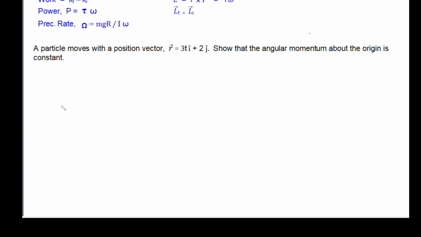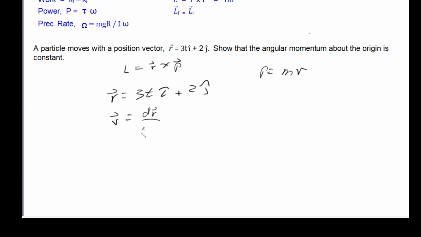A particle moves with a position vector r equals 3t i plus 2 j. Show that the angular momentum about the origin is constant. Well, we know the angular momentum is equal to r cross p. So we have r equal to 3t i plus 2 j, and p is equal to mv. So v is equal to dr/dt, which would be 3i. Since 2j has no t in it, the derivative of that is 0.